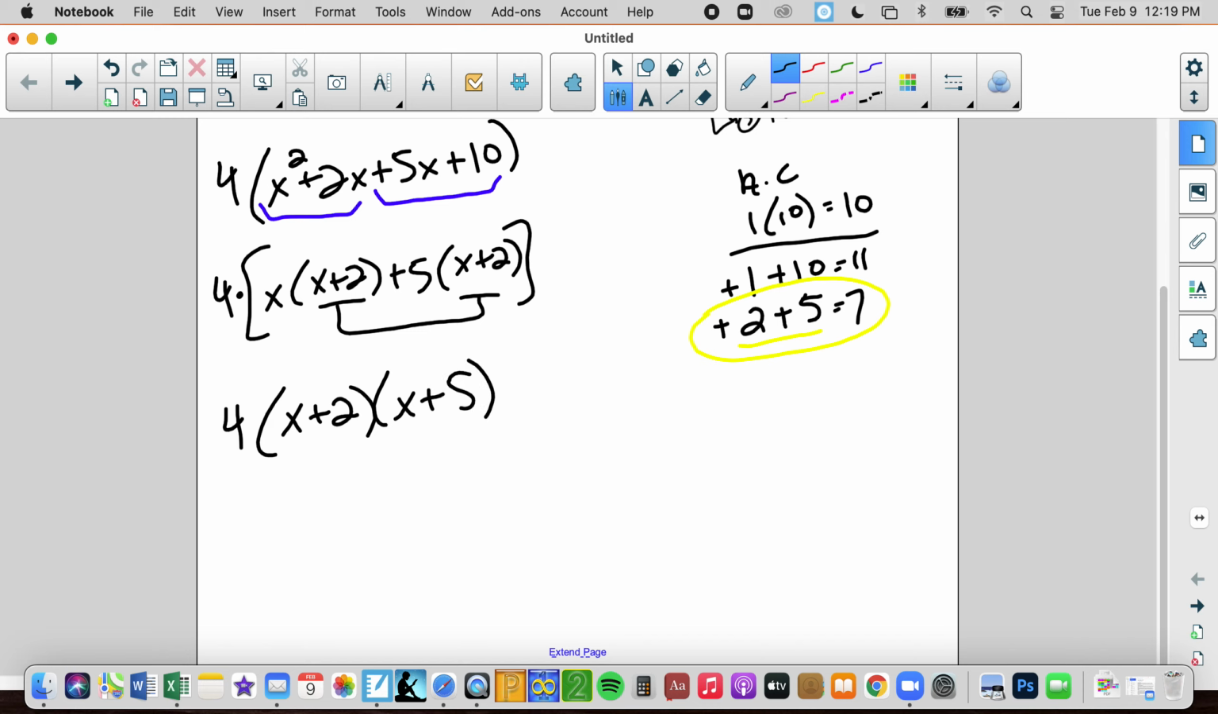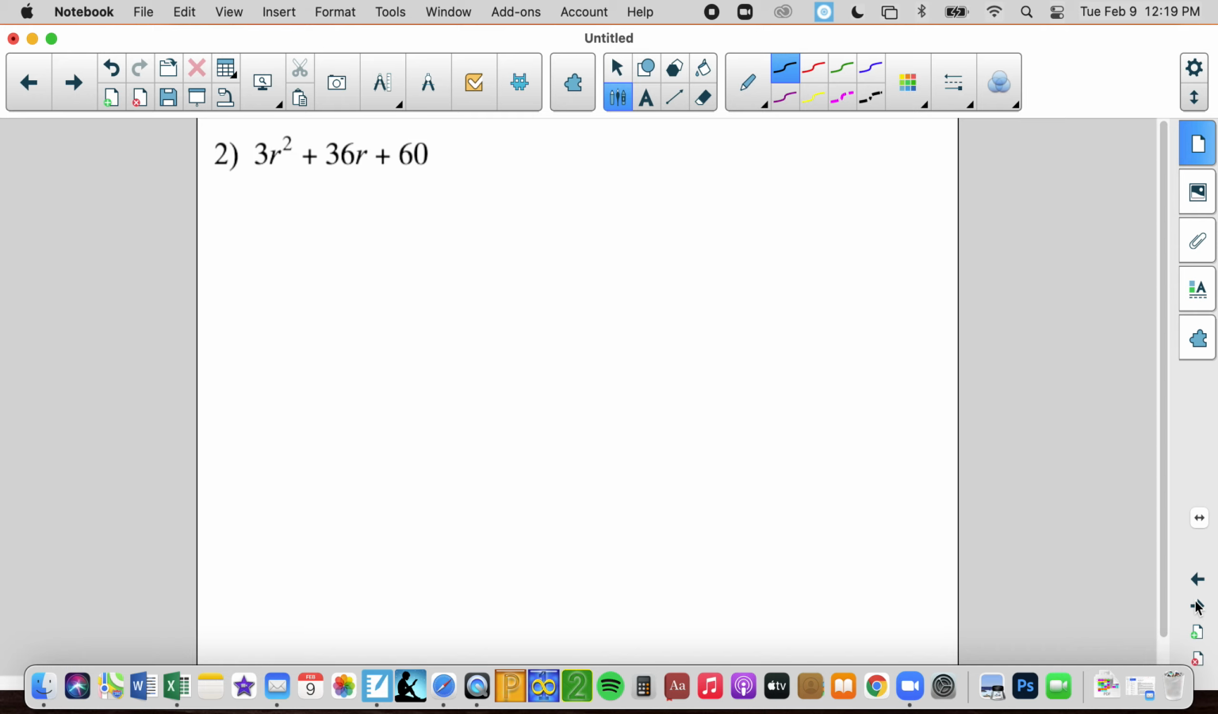Notice the 4 times stayed outside because I had that as my factor. So my answer is 4 times the quantity x plus 2 times the quantity x plus 5. Let's look at the next one.